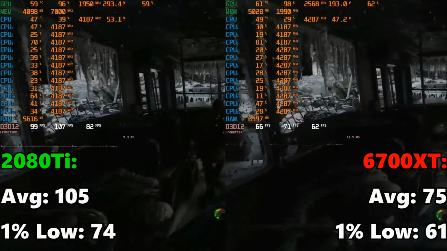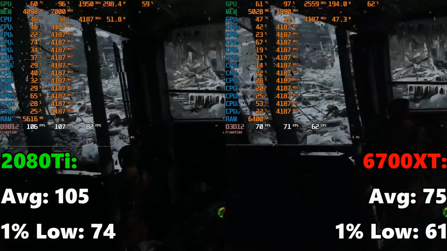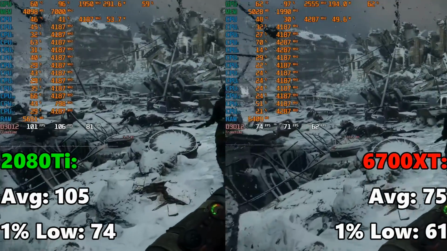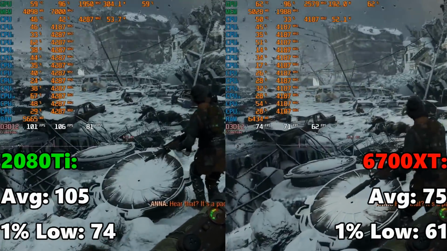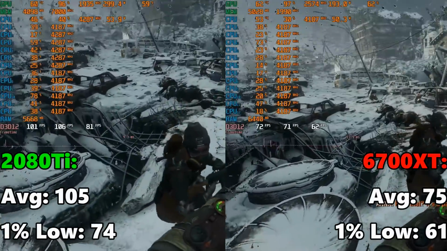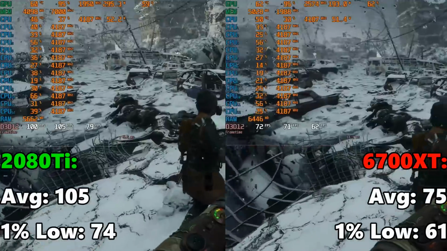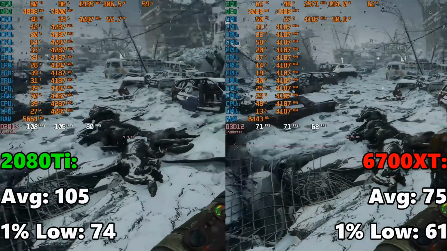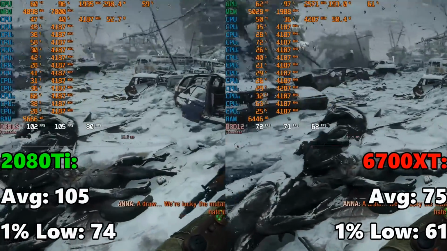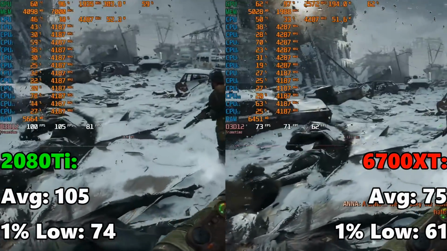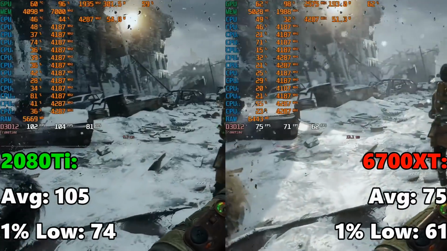Switching on over to Metro Exodus, we have the 2080 Ti coming in with an average FPS of 105 frames per second and 1% low of 74. That's very, very solid. And the 6700 XT coming in at 75 FPS on average with a 1% low of 61. So both are good. The 2080 Ti is just way better, but both of these are actually very, very playable. The 2080 Ti would likely also be playable at something like 1440p though.